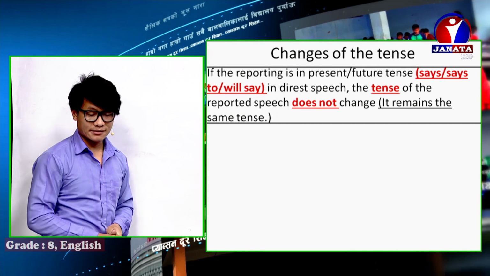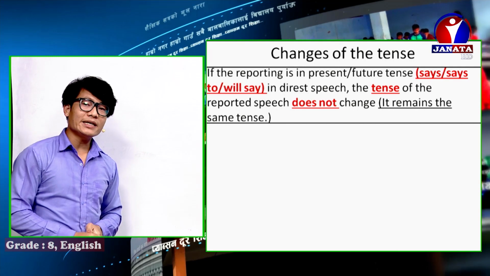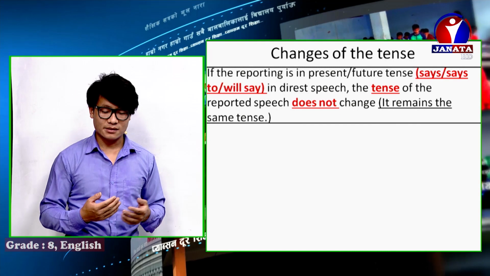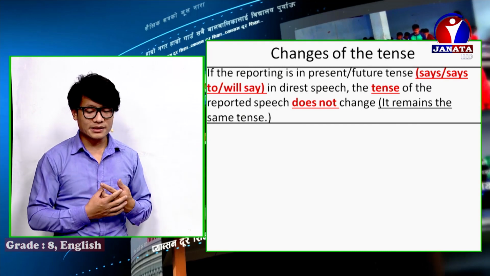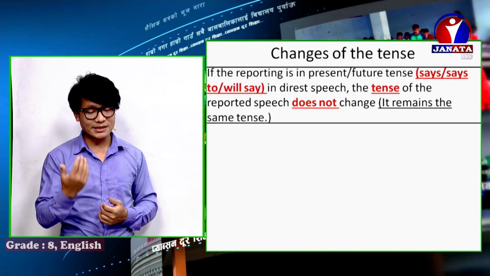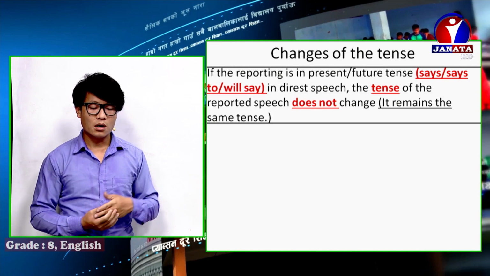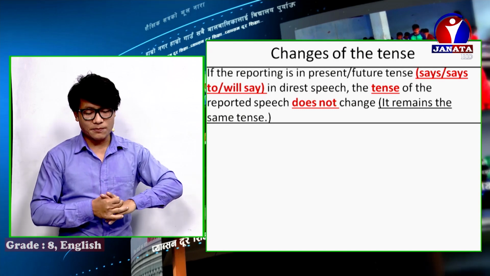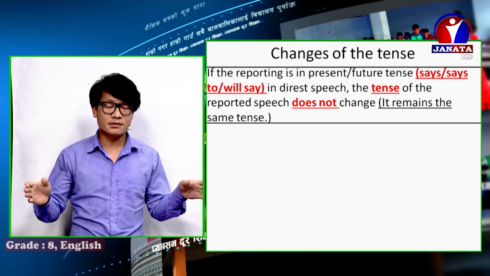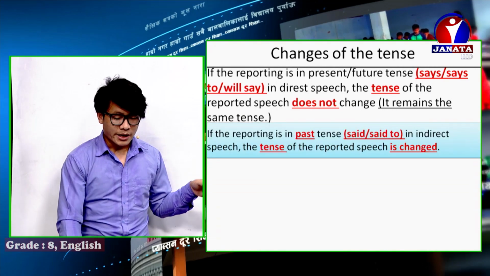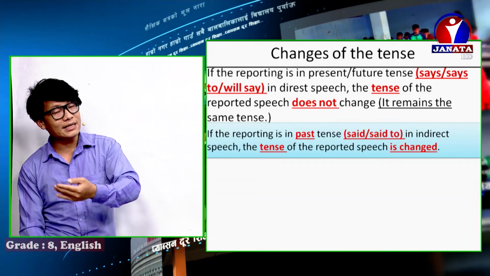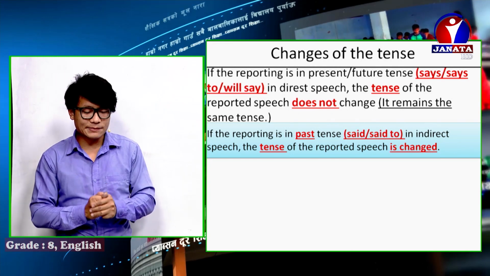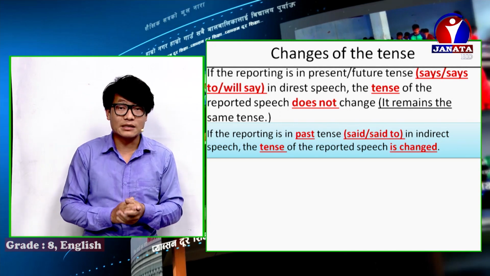Changes of the tense. If the reporting verb is in present or future tense, says, say, says to, or will say, in direct speech the tense of the reported speech does not change, it remains the same. But if the reporting verb is in the past tense, like said or said to, in indirect speech the tense of the reported speech is changed.